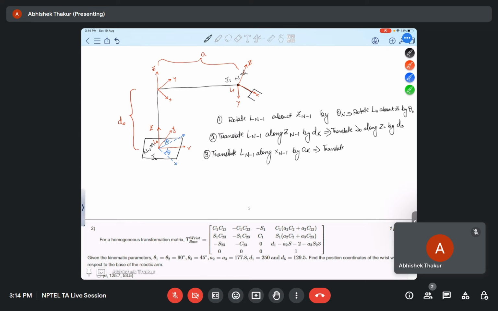which axis? N is 1 here. So here, L naught along X naught by AK. So this was our X naught, right? So along X naught when you translate, then our coordinate will go here and you will get something like this. Z, Y, something like this X. Okay.